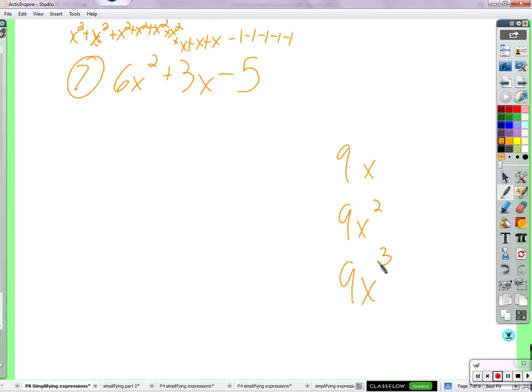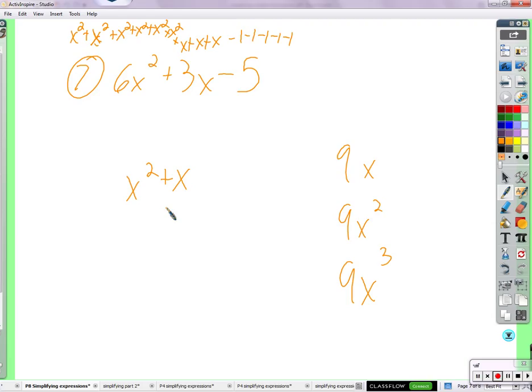But let's look at what they are. We have six of these: 1, 2, 3, 4, 5, 6 x squareds. And then added onto that, we have 3 x's. Just looking at them like this, are there 9 of something? No. We got x squared, we got x. They're not the same. I say that, but you're still tempted to say that x squared plus x is something.